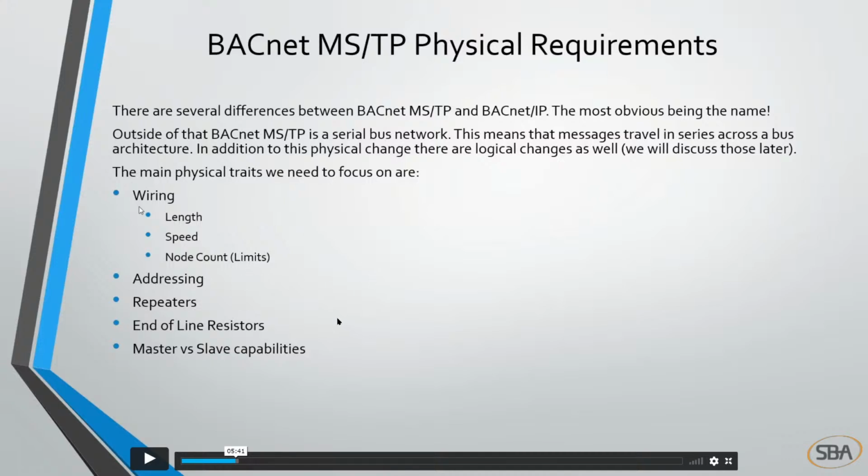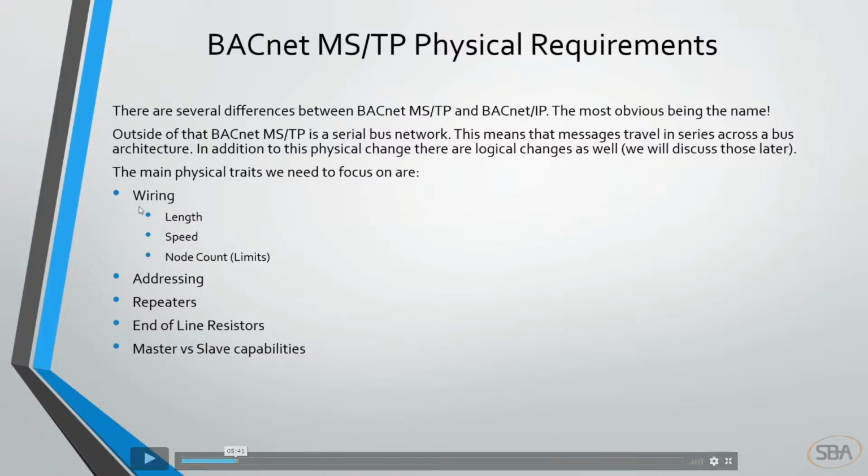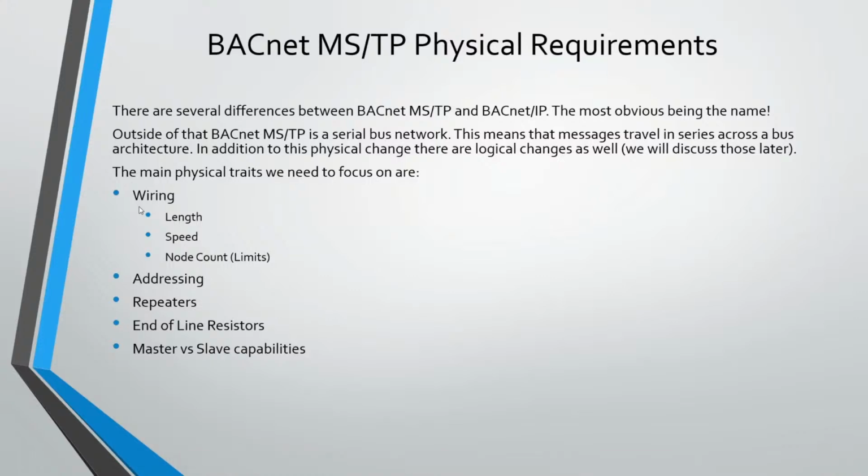Then we have MAC addresses, which are the format of addresses for the physical aspect, the layer 2 aspect of MSTP. They are not necessarily the addresses of BACnet devices. The actual address of a BACnet device is the device ID plus the physical address. But the MAC address is the physical address of the BACnet device.